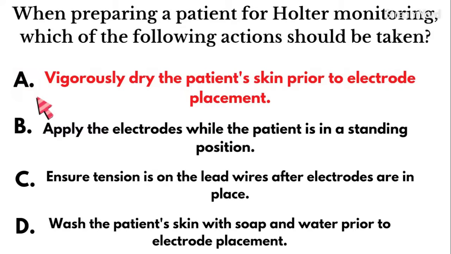B, the patient can be lying down or sitting. In some cases maybe the patient will stand, but it's not an absolute. The patient can be sitting, lying, or standing. C, we actually want to make sure there is no tension on the wires. Wash the patient's skin with soap and water? That's unnecessary. You just use alcohol to clean the area, and then you can use gauze.